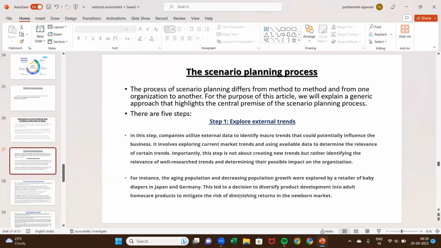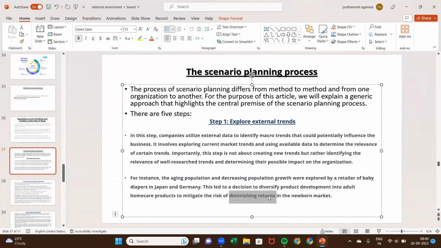This led to a decision to diversify product development into adult home care products, because the target market was the adults, to mitigate the risk of diminishing returns in the newborn market. To mitigate means to tackle, to take care of. I hope you all know what diminishing returns is. The law of diminishing returns forms the basis for the law of demand. And that's why the curve of the law of demand goes from left to right, sloping downwards.